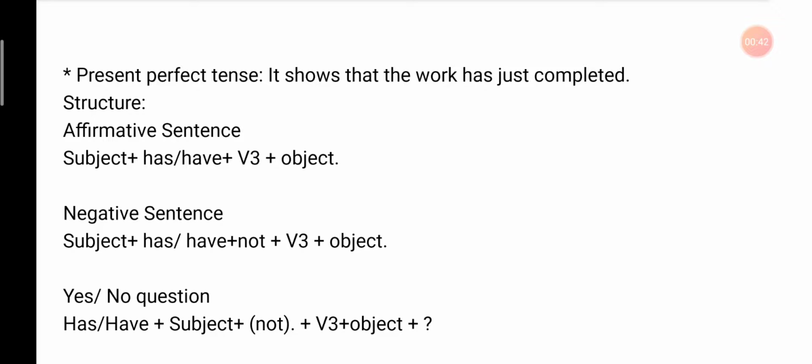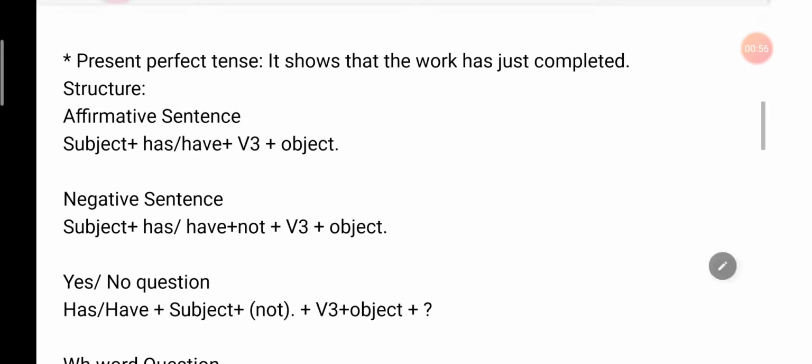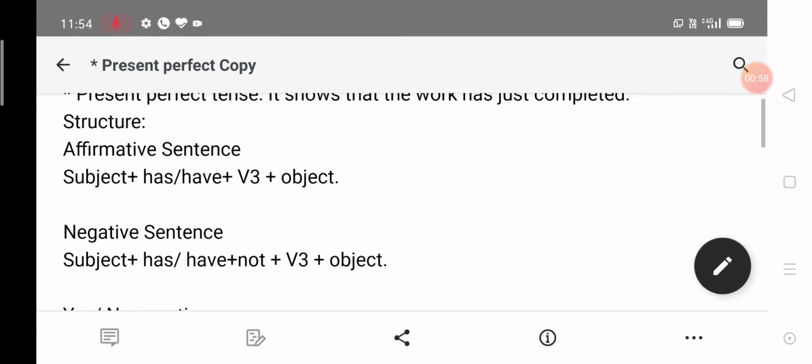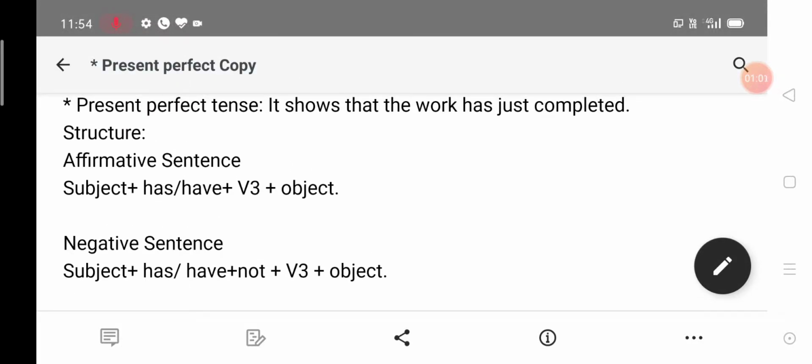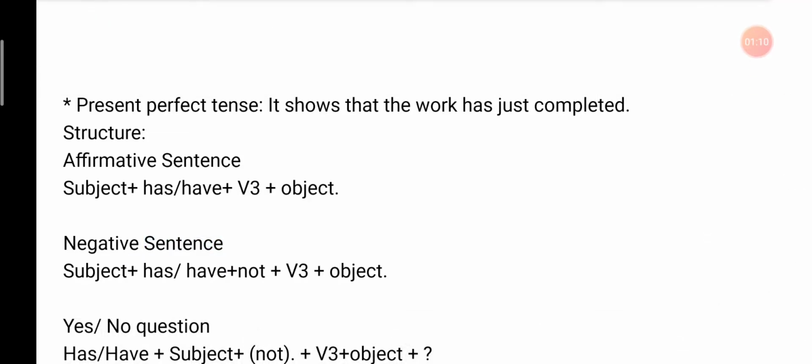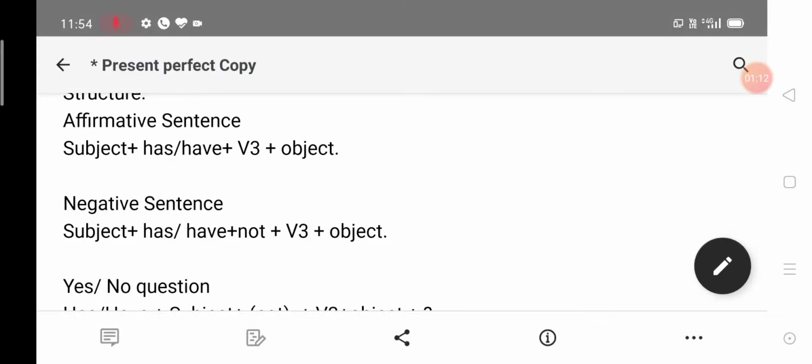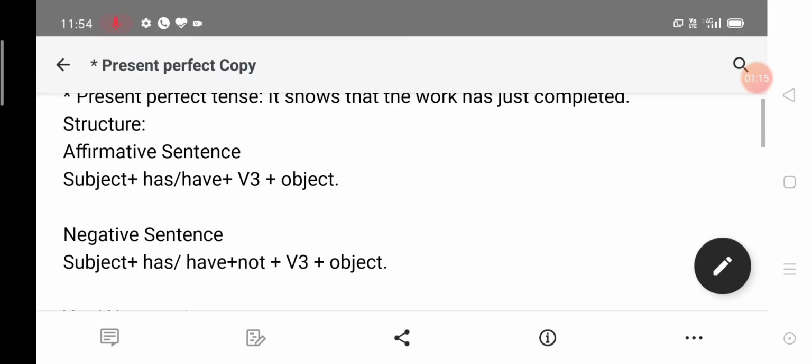Present perfect tense shows that the work has just been completed. It means it shows that the work has just been completed before the speaking time. Not much time ago, but very little time ago, you can say. Remember one thing, present perfect tense shows that the work has just been completed.